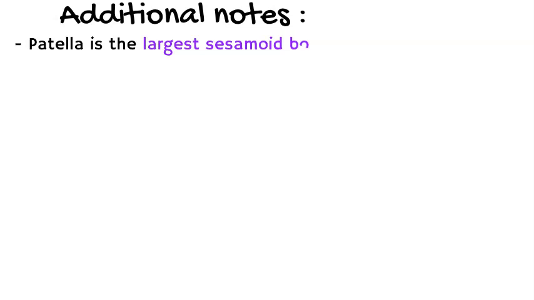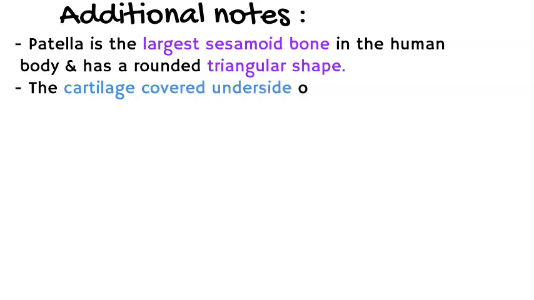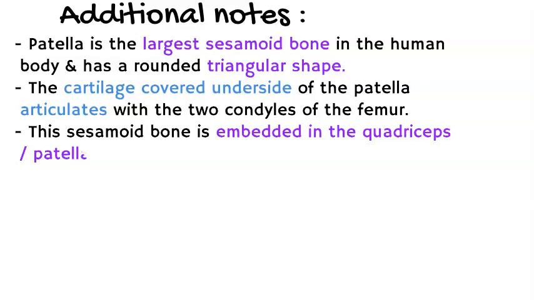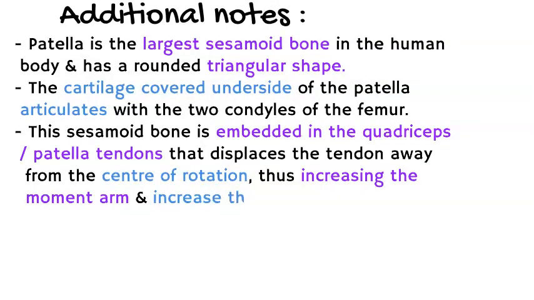Additional notes. The patella is the largest sesamoid bone in the human body and has a rounded triangular shape. The cartilage-covered underside of the patella articulates with the two condyles of the femur. This sesamoid bone is embedded in the quadriceps or patellar tendon, which displaces the tendon away from the center of rotation, thus increasing the moment arm and increasing the force of knee extension.